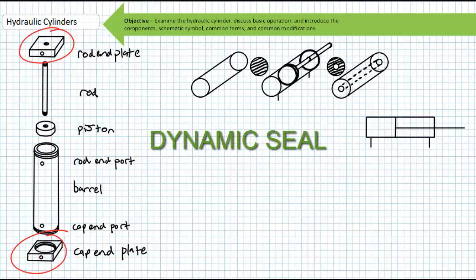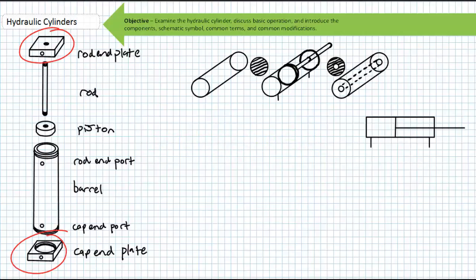Additionally, there are components that are for the most part fixed, like the cap end plate with respect to the barrel and the rod end plate with respect to the barrel. These end plates would only move with respect to each other if one was to purposely disassemble the cylinder. This is a static interaction.